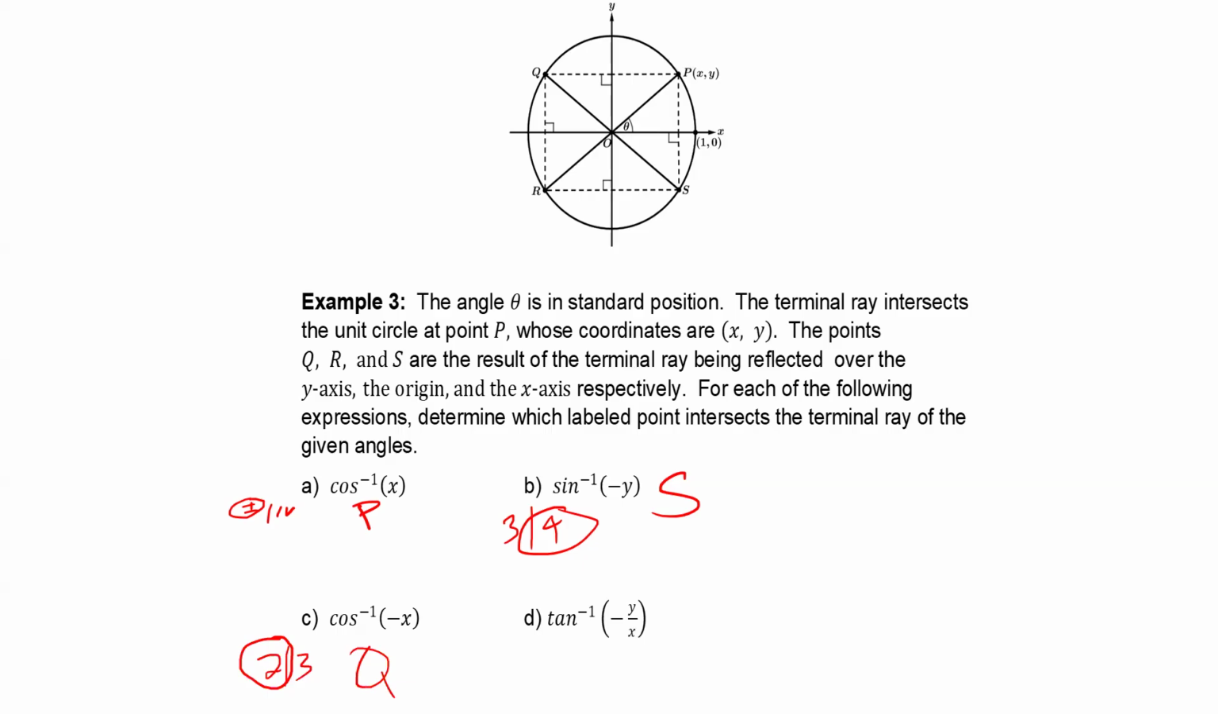And then tan inverse. At what quadrants do you get a negative tan? You get 2 and 4. Out of 2 and 4, in which one does arctan exist? 4, so it would be S. Properties understood? All right, perfect.